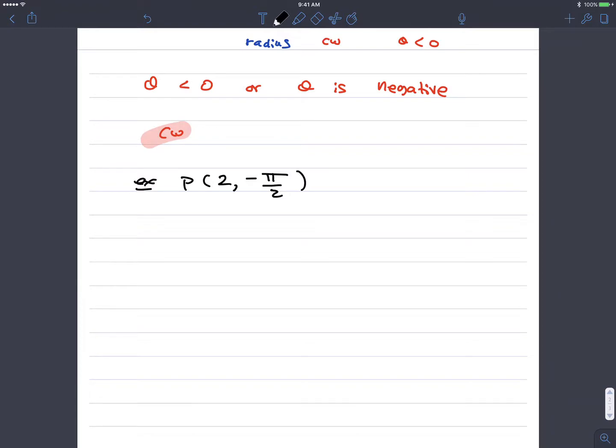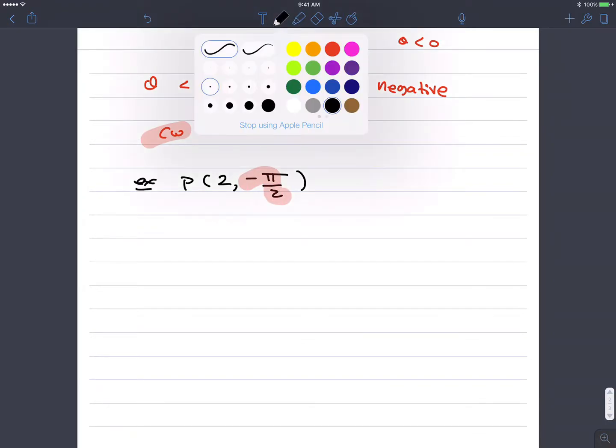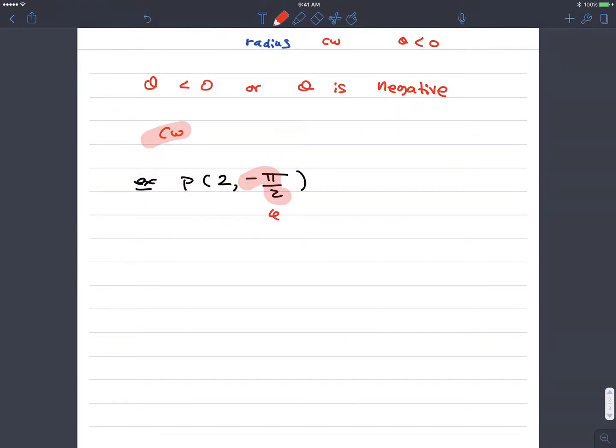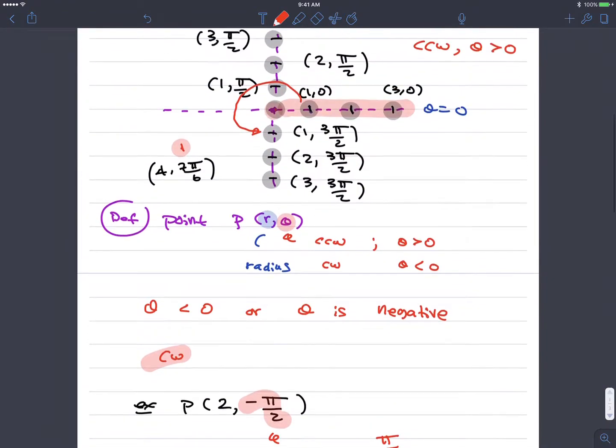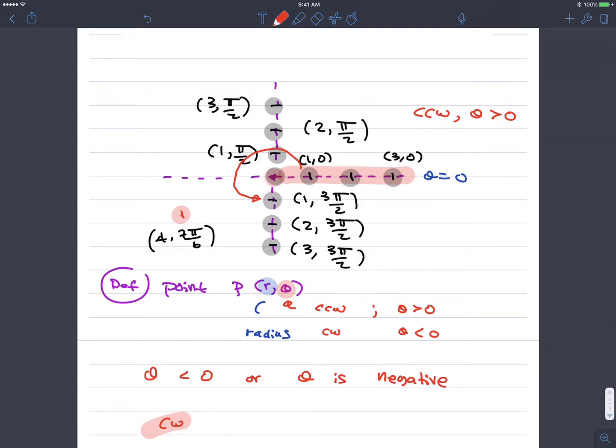It's a negative angle now. Your angle is negative pi over 2. What does that mean if it's negative pi over 2? How do you rotate? Clockwise. By how much? 90 degrees. Pi over 2, 90 degrees. That's right.